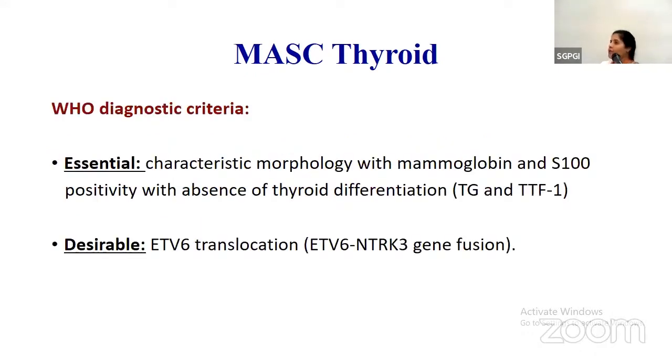The current WHO has included a separate category in thyroid classification as salivary gland type tumors in thyroid. And these are the essential and desirable criteria which are considered at present: a characteristic morphology with mammaglobin and S100 positivity, and absence of thyroid differentiation and ETV6 translocation.